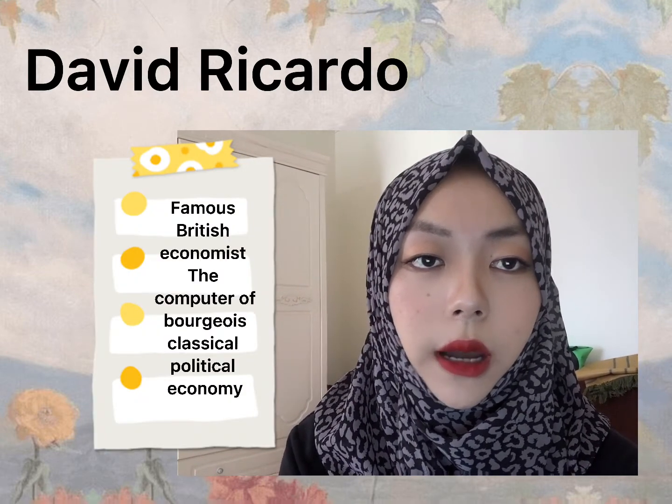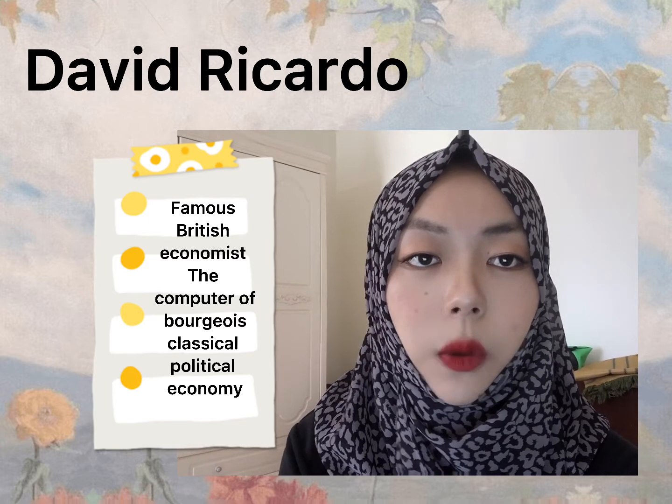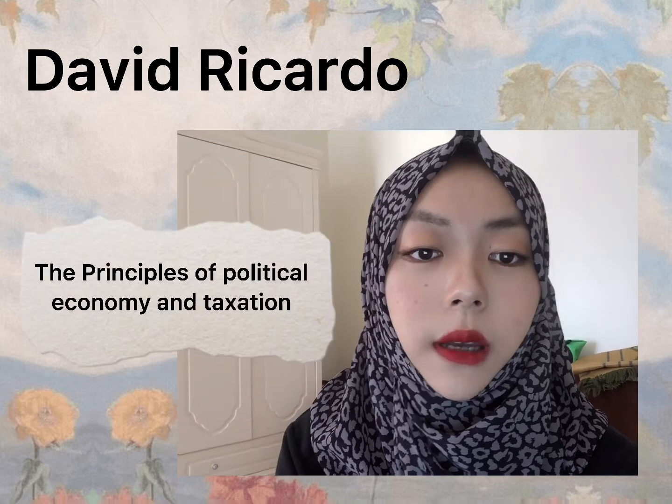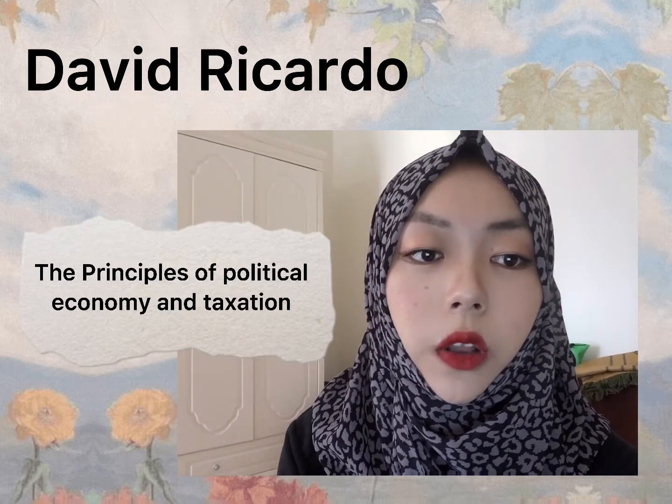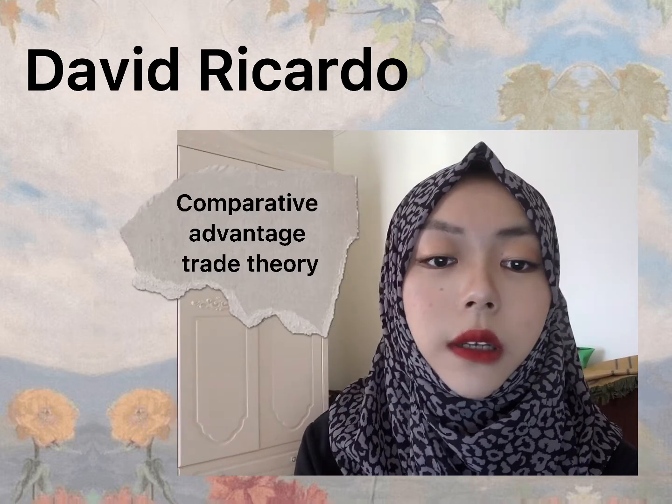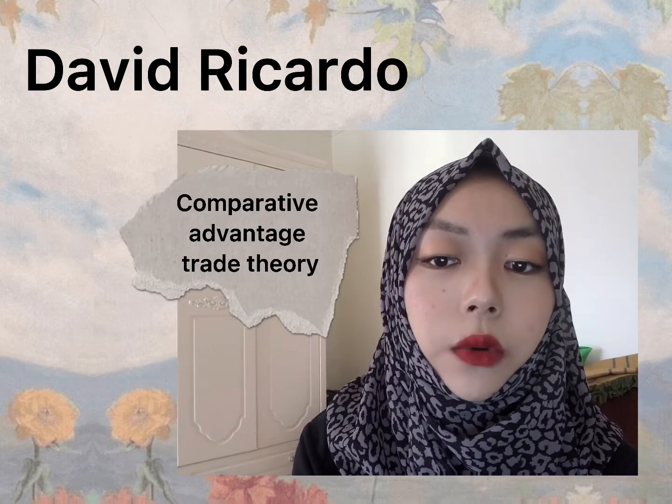David Ricardo is a famous British economist who is the completer of bourgeois classical political economy. One of his most famous works is Principles of Political Economy and Taxation. The fundamental task of the bourgeoisie in Ricardo's era was still anti-feudalism. David Ricardo put forward the concept of comparative cost trade in this book. It is later called the comparative advantage trade theory.